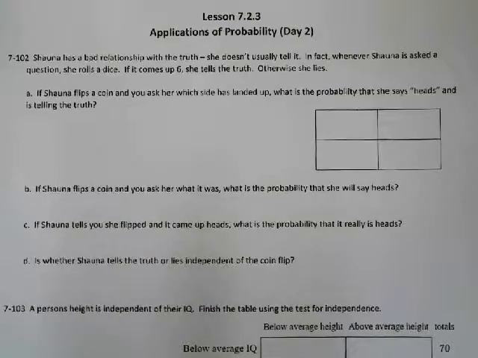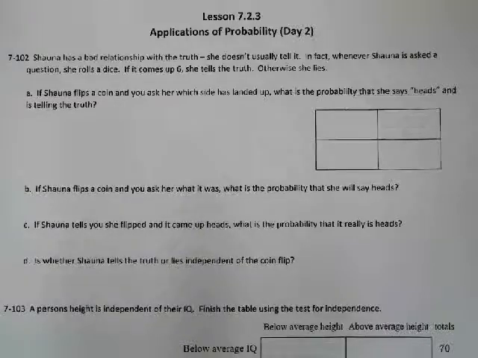It says Shauna has a bad relationship with the truth. She doesn't usually tell it. In fact, whenever Shauna is asked a question, she rolls a die. Die or dice? I think it's die. If it comes up 6, she tells the truth. Otherwise, she lies. So she only tells the truth 1 out of 6 times.